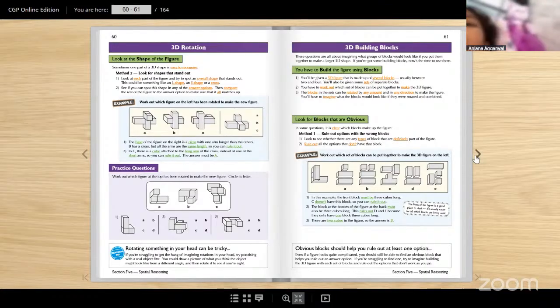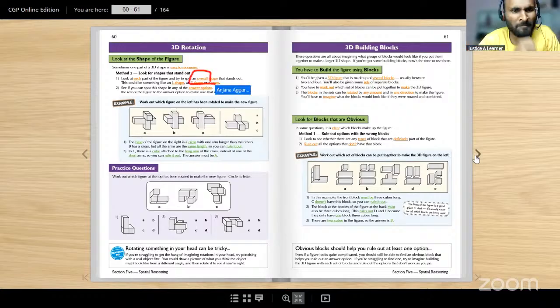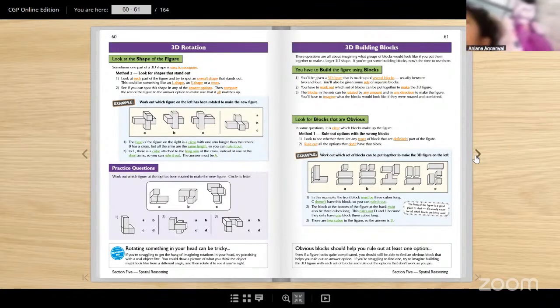Method 2. Look at the shape of the figure. Sometimes one part of a 3D shape is easy to recognize. Look for shapes that stand out. Look at each part of the figure and try to spot any overall shape that stands out. What does overall mean? Total. This could be something like an L shape, an S shape, or a cross. See if you can spot this in any of the answer options. Then compare the rest of the figure to the answer option to make sure that it all matches up.